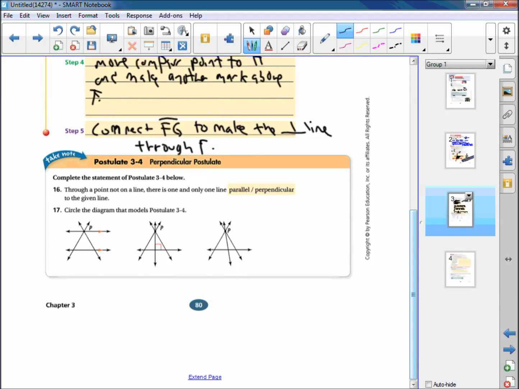All right, down below, postulate 3.4, the perpendicular postulate. Complete the statement of postulate 3.4 below. Through a point not on a line, there is one and only one perpendicular to that given line. Okay. Circle the diagram that models this postulate below.